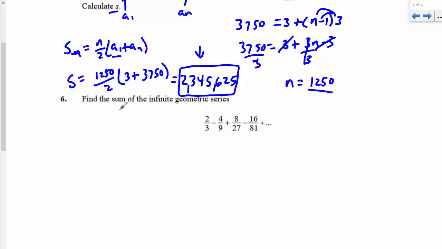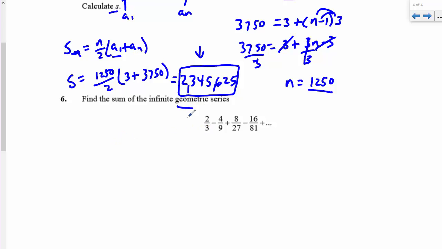All right, we're on the last question. Find the sum of an infinite geometric series. We talked about this briefly. If you add the terms of an infinite geometric series forever, it will converge on a single value so long as the absolute value of the common ratio is less than 1. So let's actually find the common ratio first before we get all excited about that.